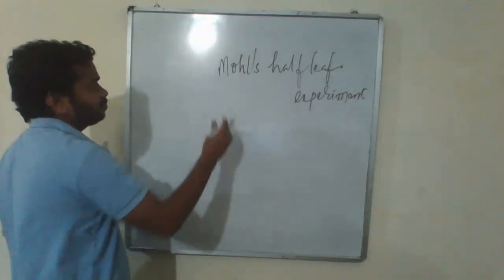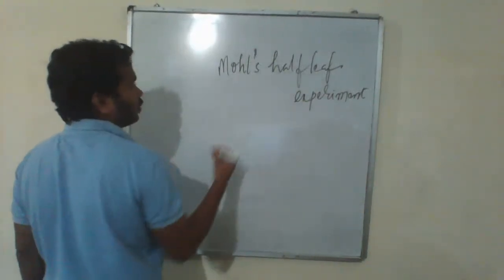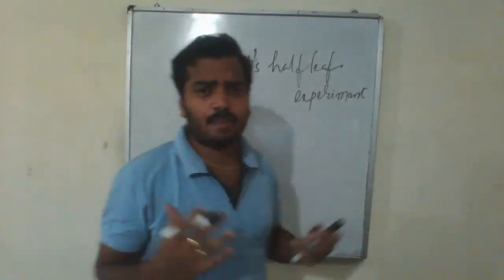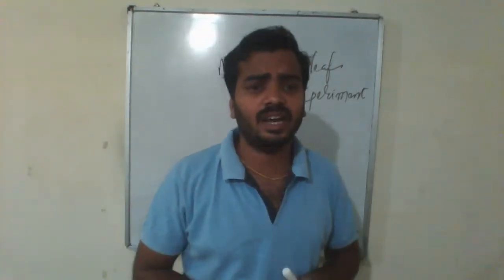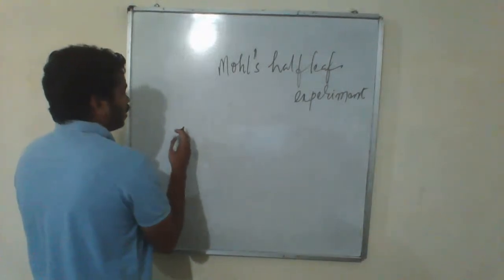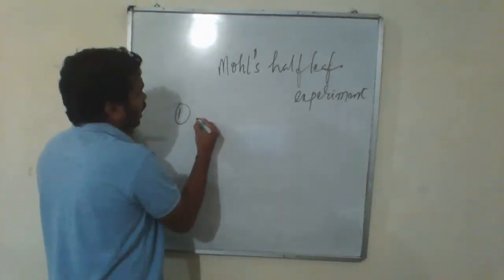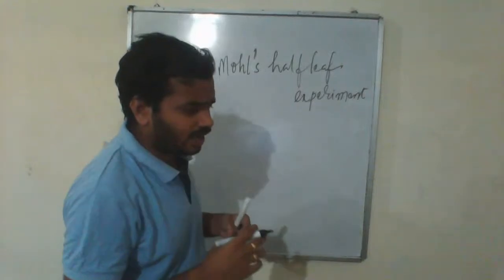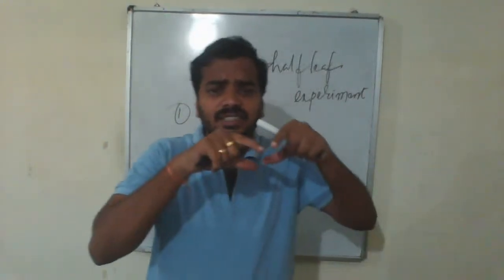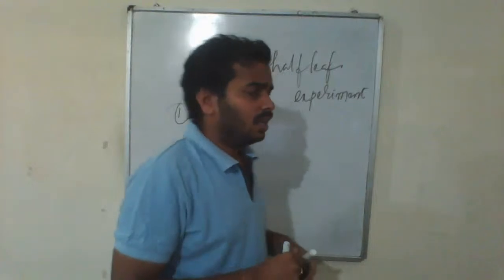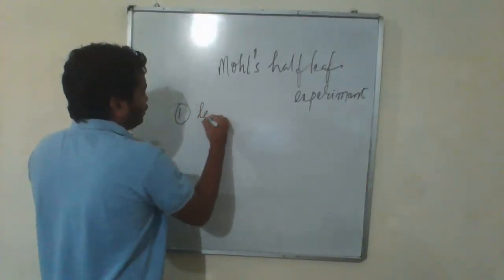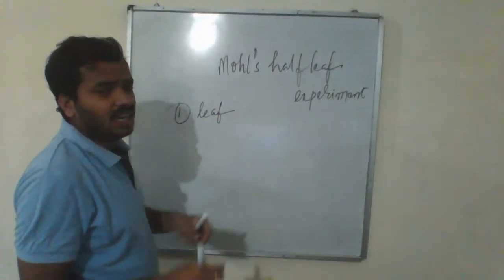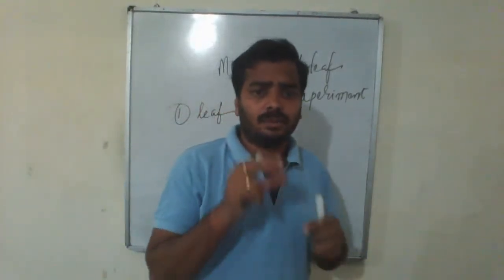So we shall see what exactly is happening in this Mohl's half-leaf experiment. What apparatus do we require to conduct this activity? First, you have to take a plant whose leaf is a bit lengthy, like the Ashoka tree's leaf. A lengthy leaf, not like banana. It must be narrow and lengthy.